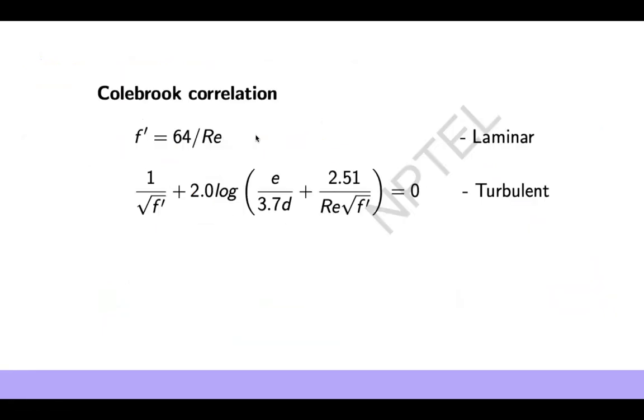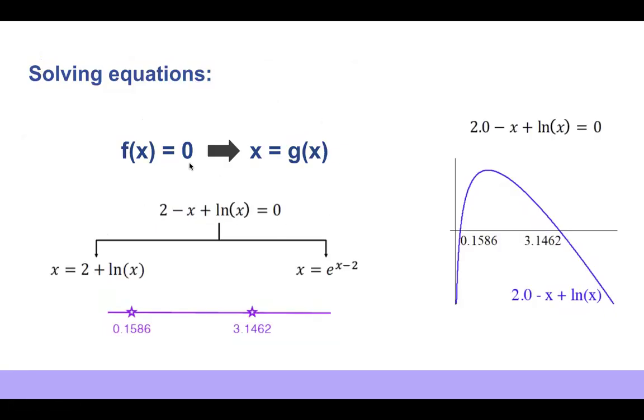If you have an equation like f of x is equal to 0, the first method is to try rearranging it in such a way that you get a relation x is equal to g of x. If that is confusing, I'll give you an example. Say you have 2 minus x plus ln x is equal to 0. So this is the f of x part. Now let us convert that into x is equal to g of x.